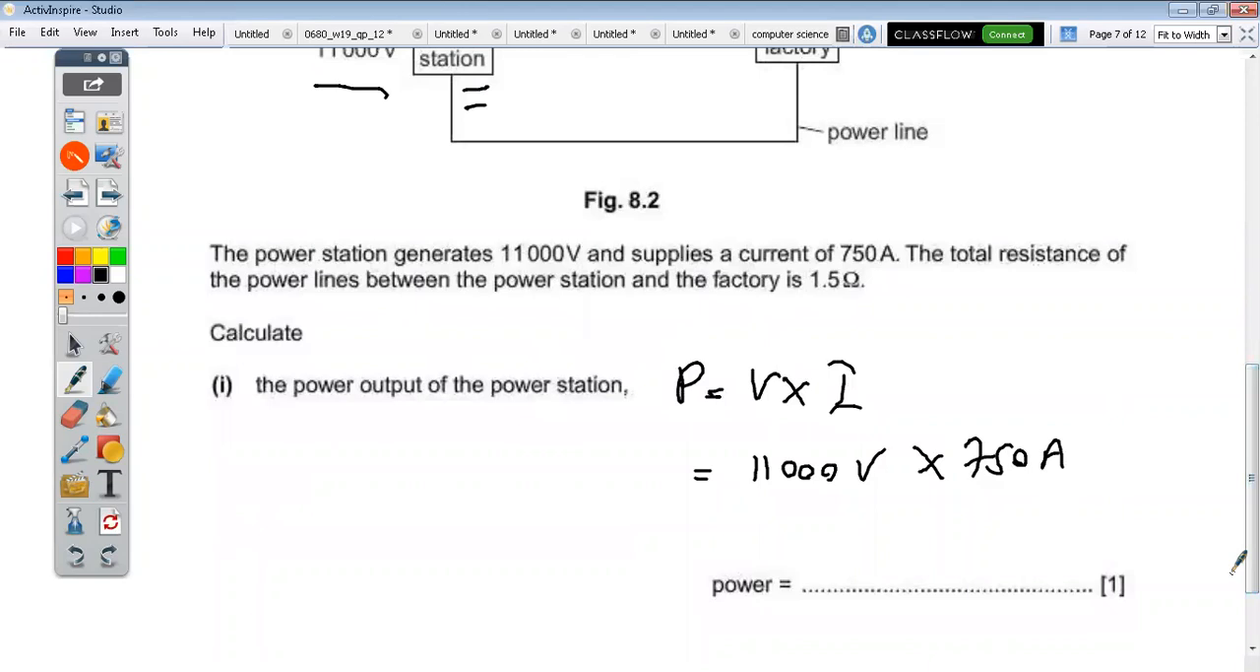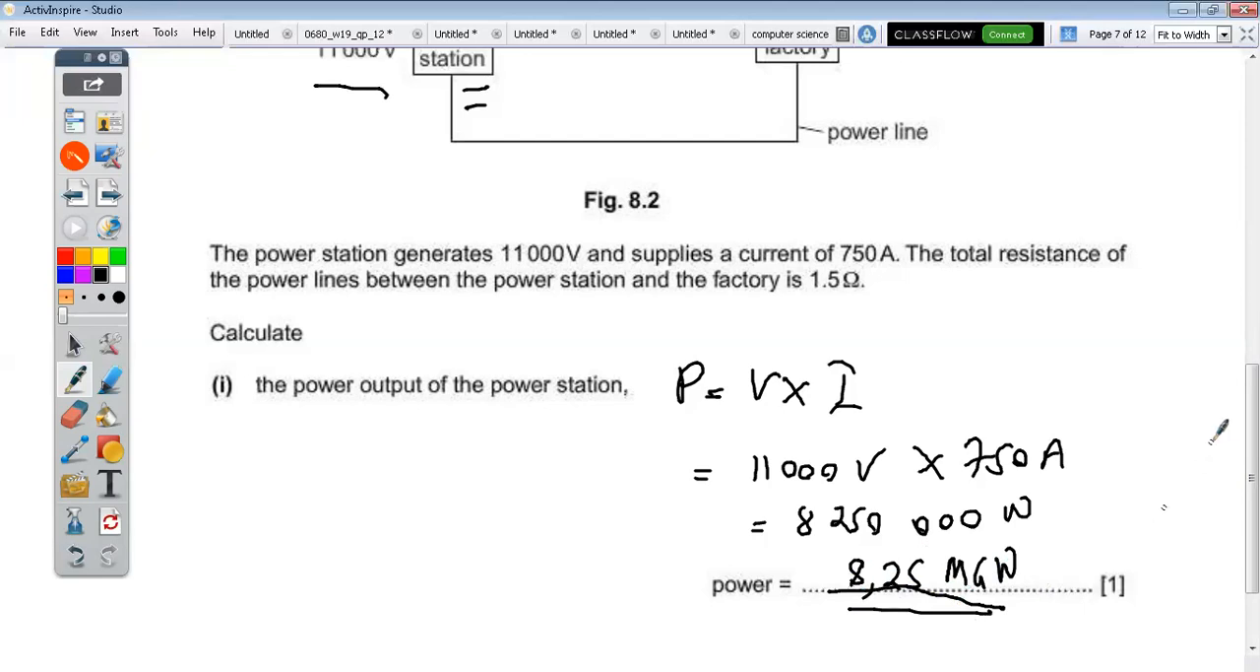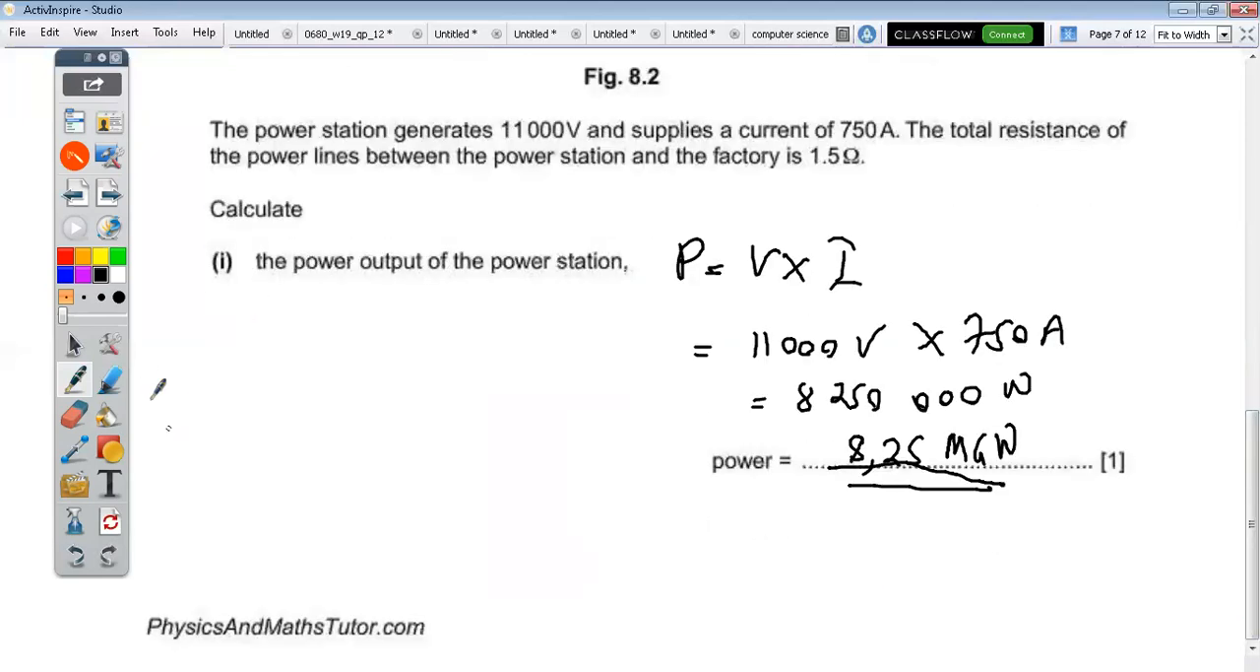So you get 8,250,000. 8 million, which is megawatts. 8 million, 250,000 watts, all together, which is 8.25 megawatts. But you're not required to do that. How to get that? Watts. Yes, sir.